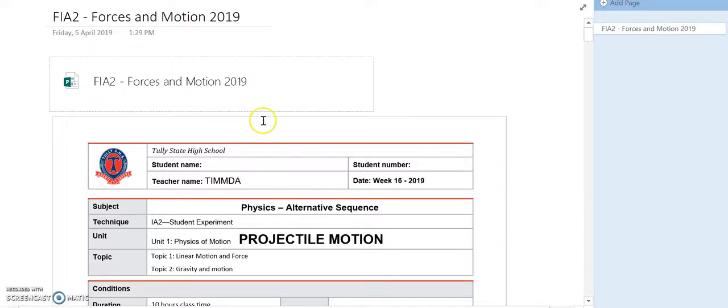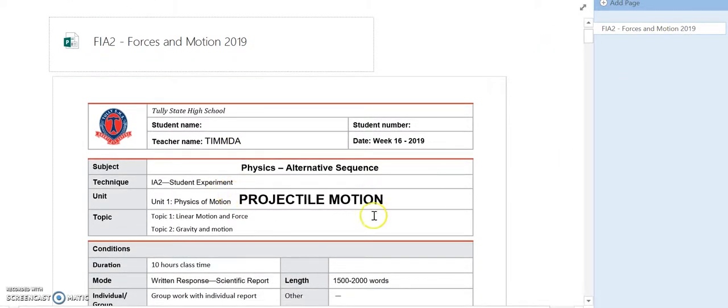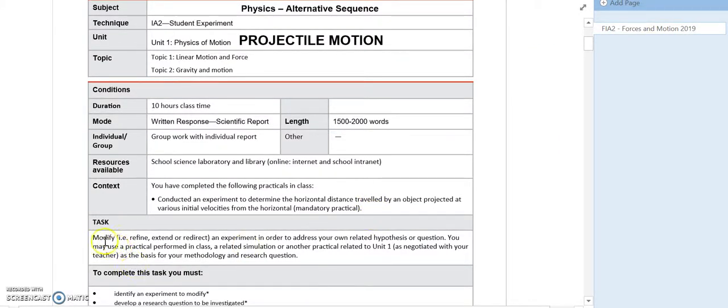So I thought I'd do a video on the IA2 projectile motion assignment that you have coming up. We've read through the task sheet, but essentially you're going to modify, by either refinement, extension, or redirection, an experiment in order to address your own hypothesis or question. You may use a practical performed in class. We're going to use the mandatory prac that we've done.